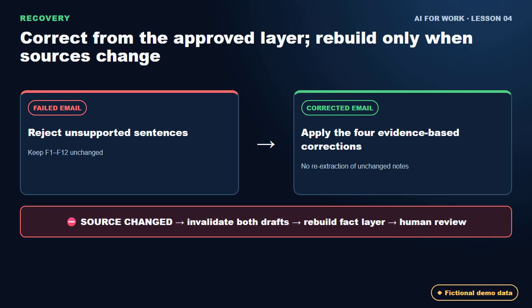This review also shows why one approved fact layer is useful. We do not need to extract everything again. We can reject the unsupported sentences, correct the team adaptation, and then recheck both documents against the same 12 facts. If the source notes themselves change, that is different: invalidate both drafts, rebuild the fact layer, and repeat human review.